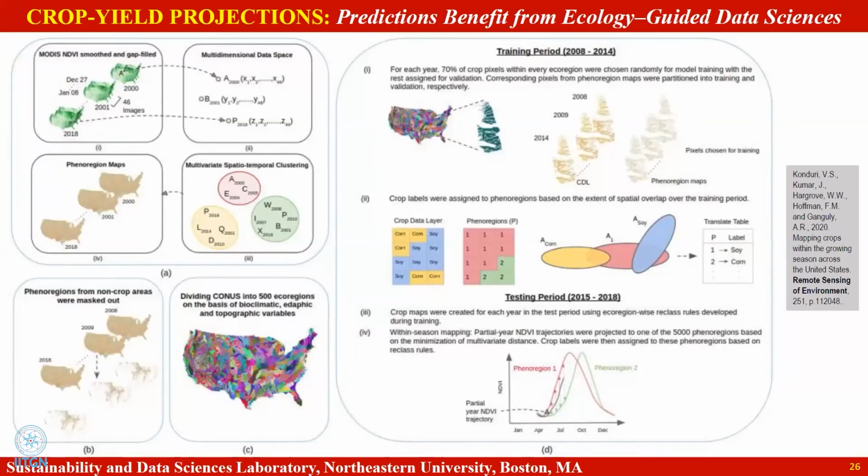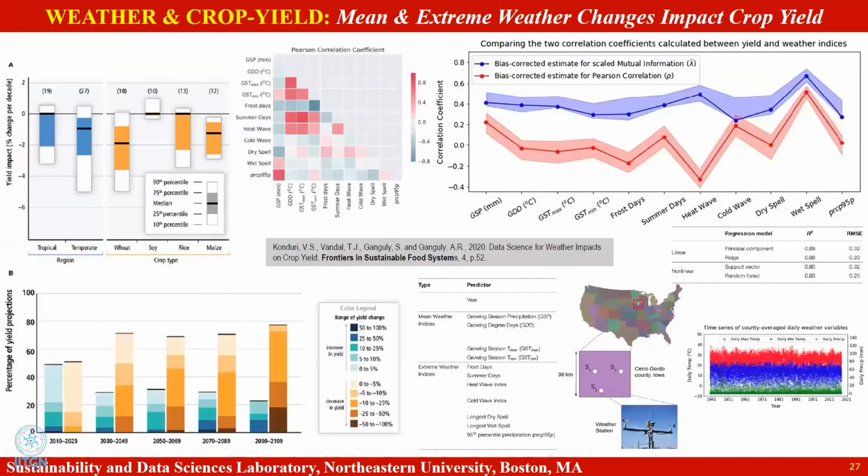So here is one of our recent papers in Remote Sensing of Environment, which looks at crop yield projections and how we can improve that with data-driven methods, which are guided by ecological considerations. So theory-driven data science, in this case, ecology-driven data science. And what weather and climate change could mean in the context of crop yield.